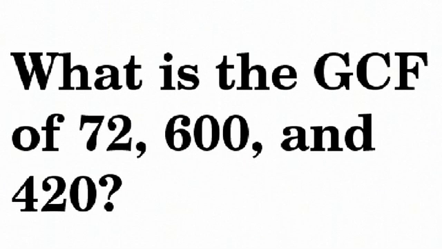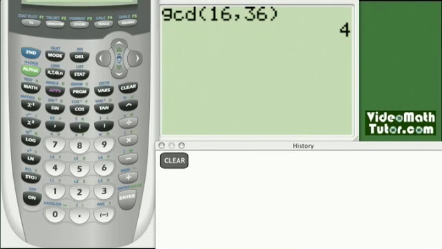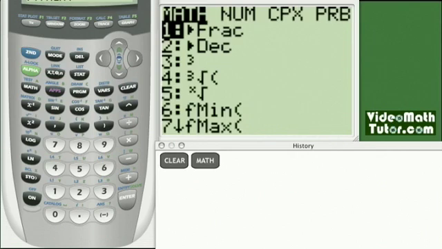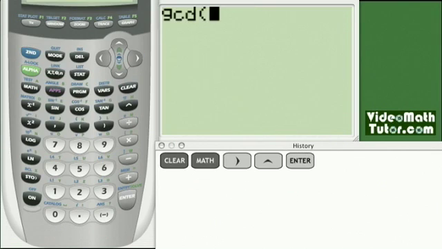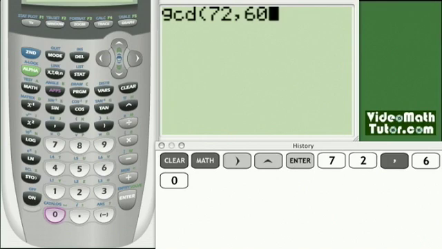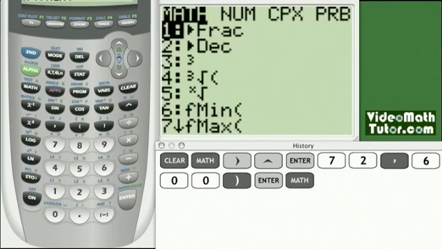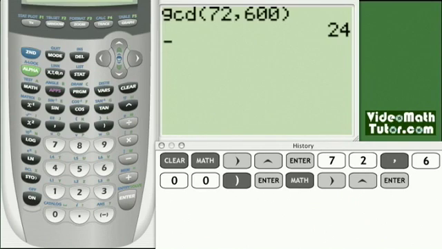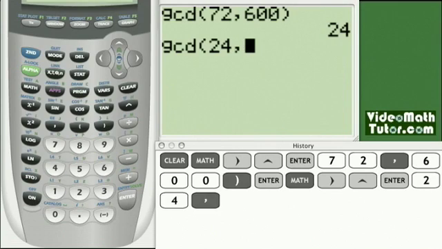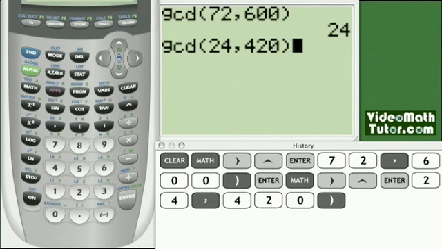For our next question, we have, what is the GCF of 72, 600, and 420? Let's clear our display, then math, right arrow, up arrow, and enter. Now let's input our numbers. 72, comma, 600, close parentheses, and enter. Now let's use this 24 with 420. So math, right arrow, up, and enter. 24, comma, 420, and close parentheses, and enter. And there's our answer, 12.